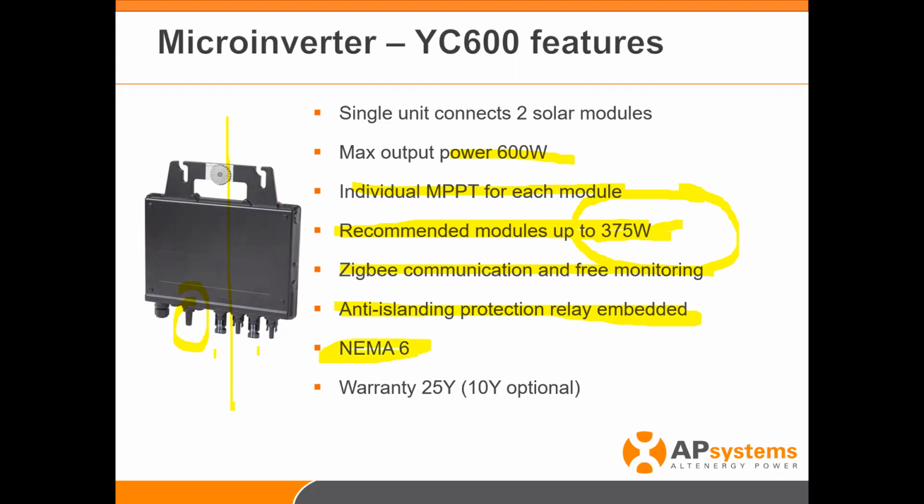NEMA 6, so right here, basically submersible. This device has been tested under 1 meter of water for an hour and still operable. That includes the casing itself, the AC output, all the DC inputs, and it carries a 25-year warranty with a 10-year optional.